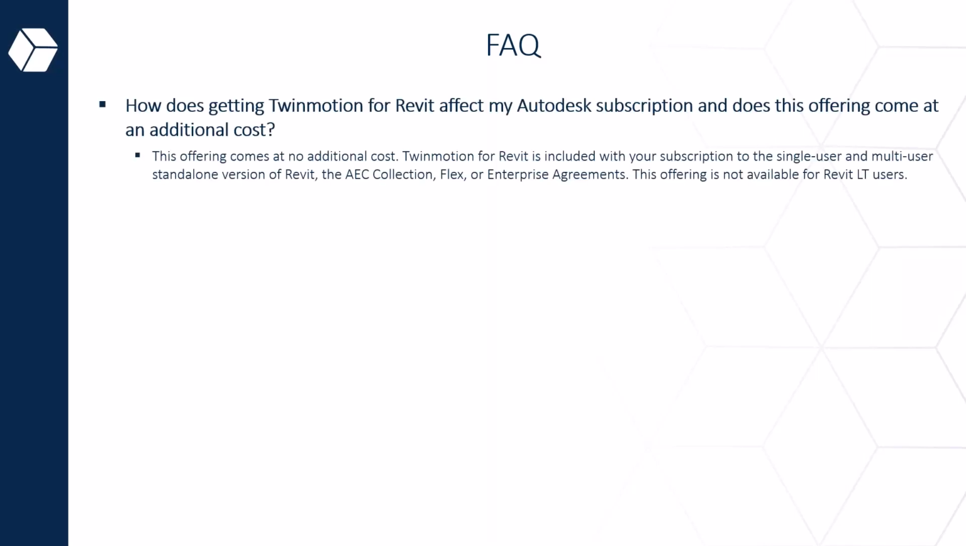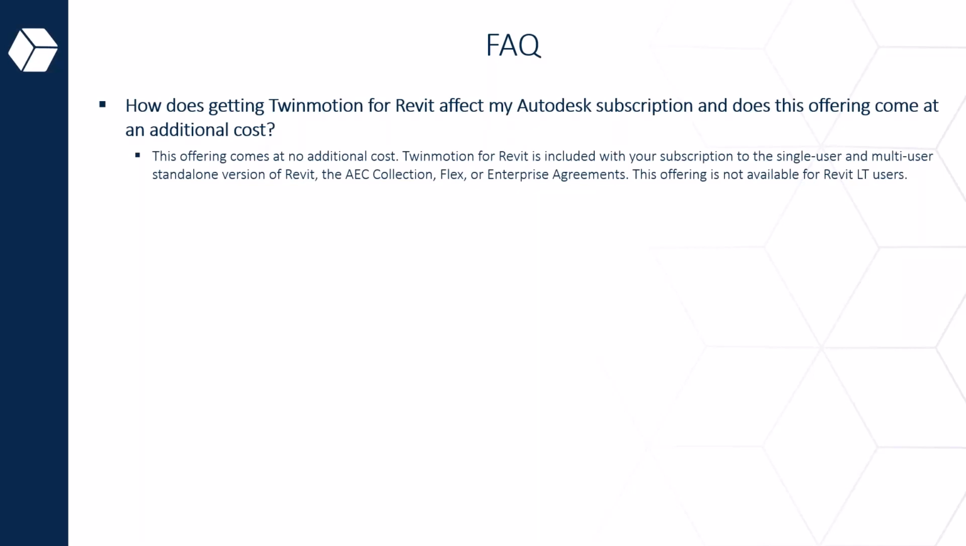So a lot of the time, because the software is relatively new in terms of it being available to Revit, a lot of people have these questions, you know, like how do I access it? What if this? What if that kind of thing? How does getting Twinmotion for Revit affect my Autodesk subscription? And does this offering come at an additional cost? And the answer is no.